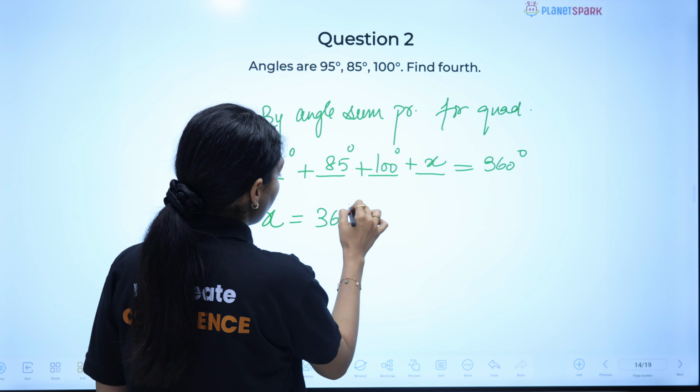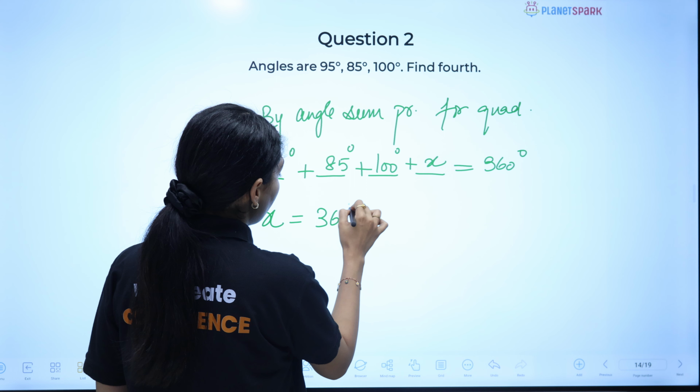Simplify कर देंगे easily. So tell me in the comments everybody, what are we getting here? Yes? Okay, let's verify now that you are done with it. So we have got here 240 degrees plus x is equal to 360. So x is 120 degrees. So that is the measure of the fourth angle and that's the right answer.